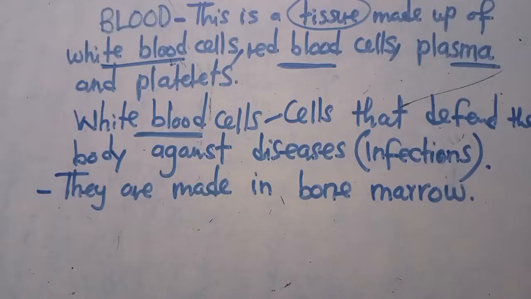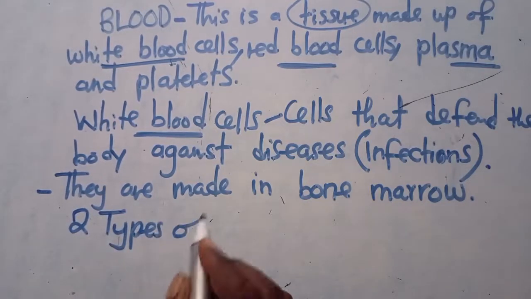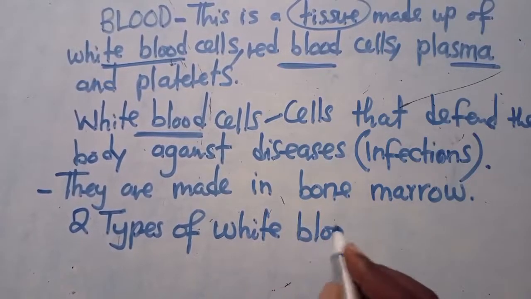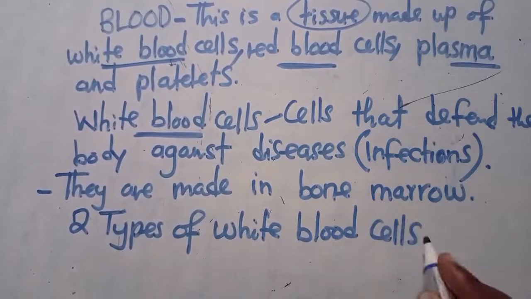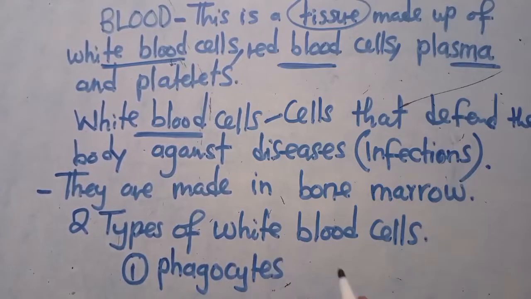You discover now that we've got two types of white blood cells. These two types are what we call phagocytes, and two, lymphocytes.